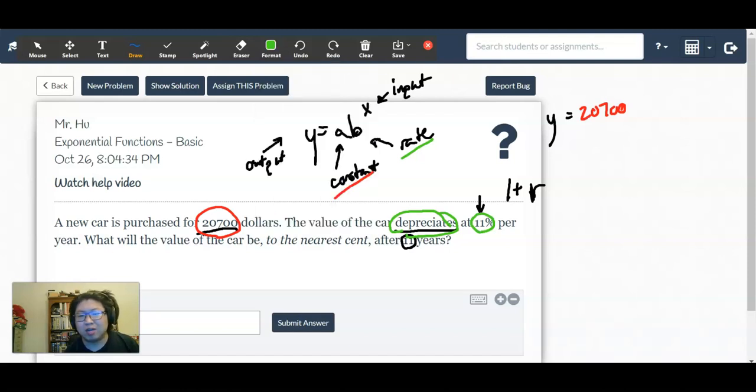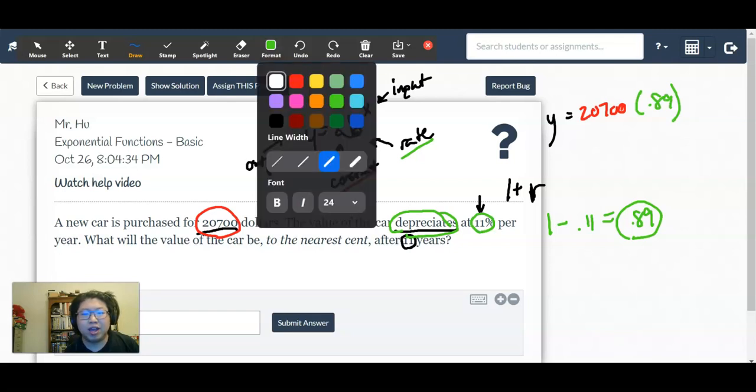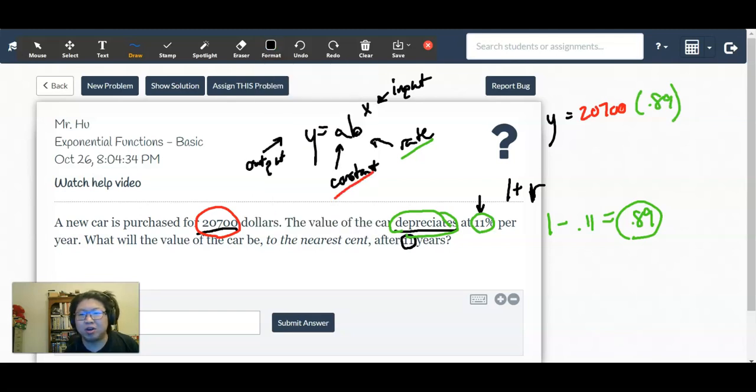So if you're talking about this, I have 1 minus 0.11. Make sure to change your percent to a decimal by moving the decimal point over 2 spaces. And if you do that in your calculator, you should get 0.89. So that's my rate. That's my b. Here's my b part, and then I've got input and output. Input and output are just going to be y and x for the meantime. This is going to be my general form for the problem.